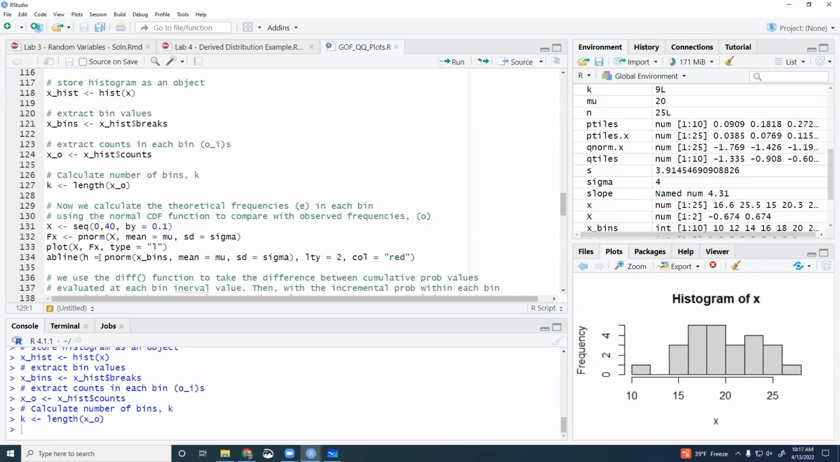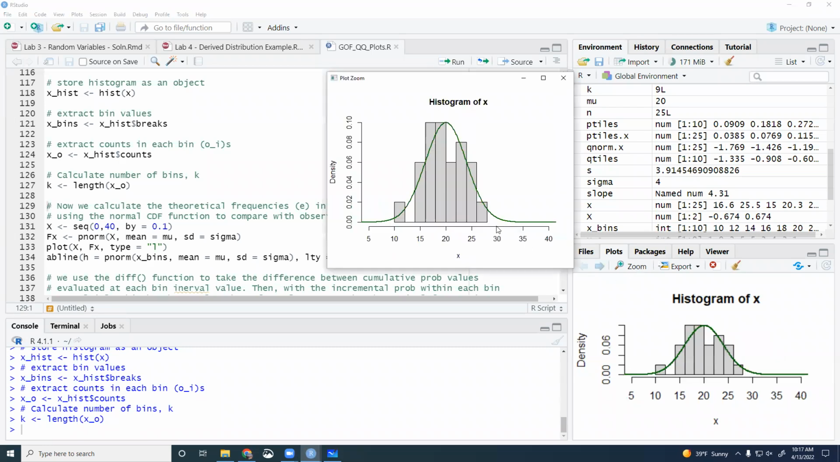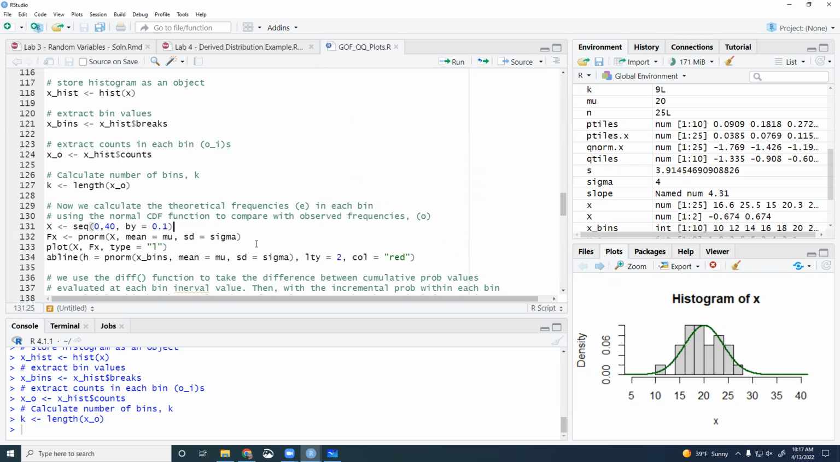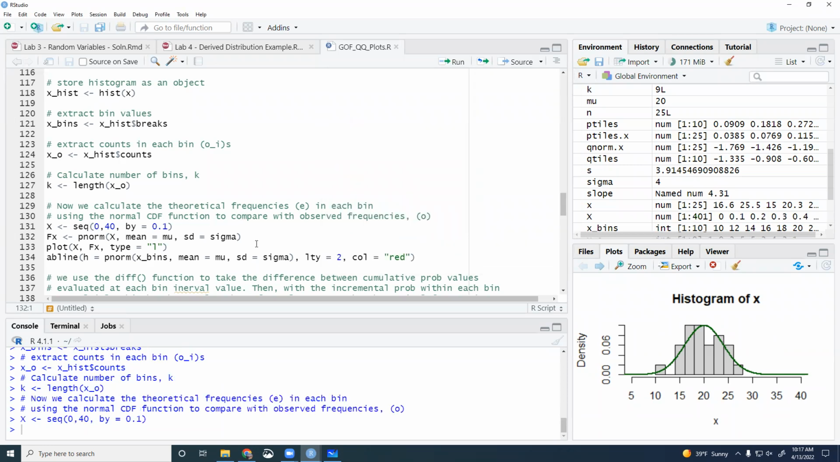Now we need to calculate the theoretical frequencies using those same bins. So we're just slicing up the normal distribution at each of our bins and then calculating the area under the curve to get our frequencies or percent of total area. Right now, this is just to create the normal distribution, just to plot it.